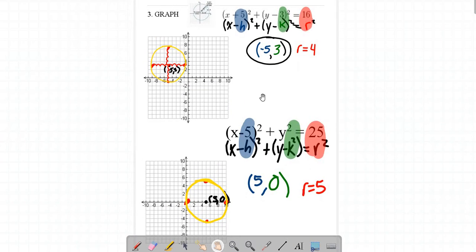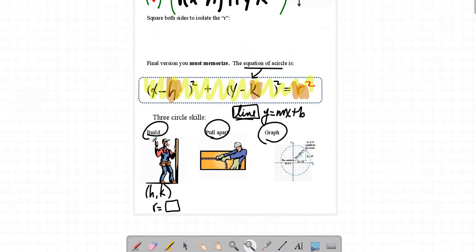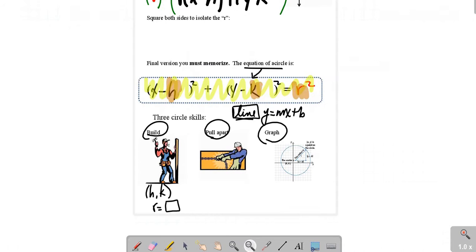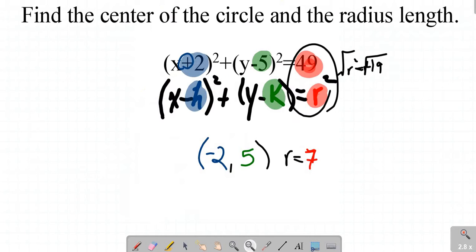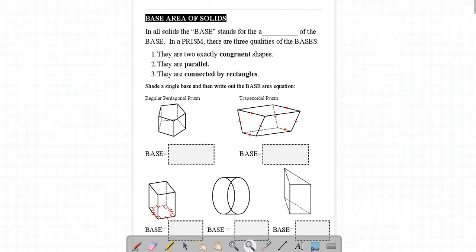So just to recap, okay, we got our equation of a circle here, and then we built an equation, we pulled it apart, and we graphed. Okay, now comes solids.